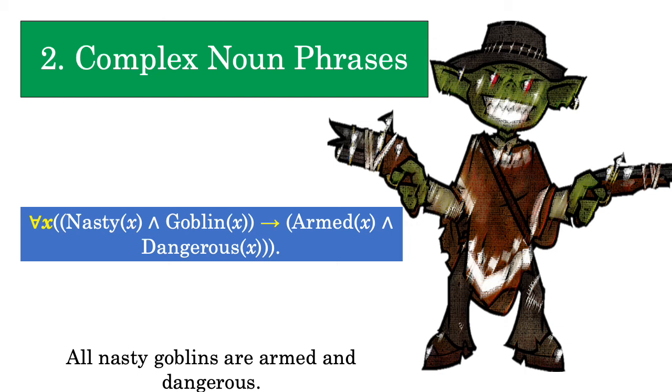So this is, for all X, if X is nasty and a goblin, then X is armed and dangerous. Recall that when we looked at the existential statements, the parentheses were optional. That's not the case here. We just won't have a well-formed sentence if we drop the parentheses. We need to know that nasty and goblin are part of the antecedent of that conditional in the atomic formula, and that armed and dangerous are the consequent.